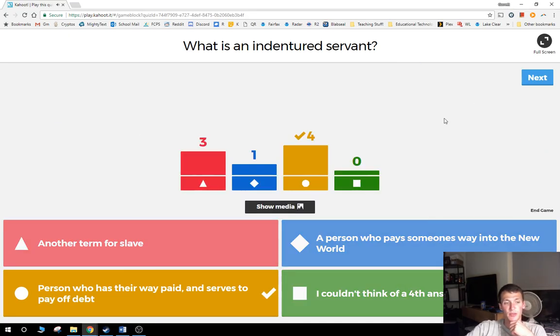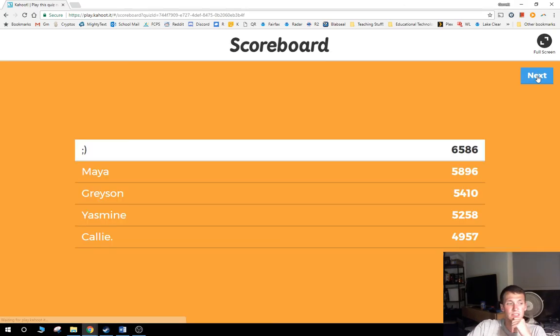No one picked the green one? So right, indentured servants are people who have their way paid to the new world and serve to pay off a debt that they had. All right, moving on here, right?